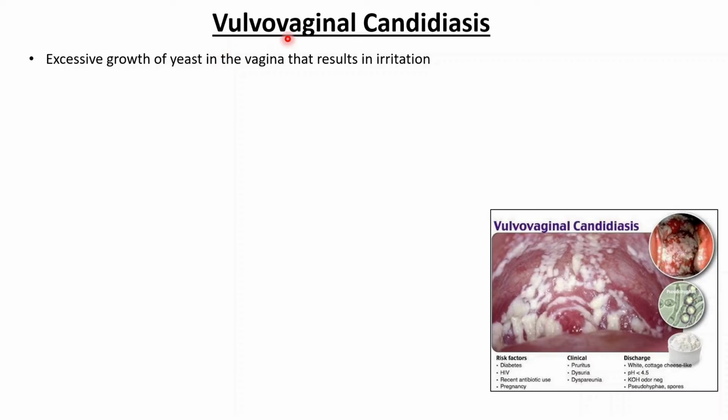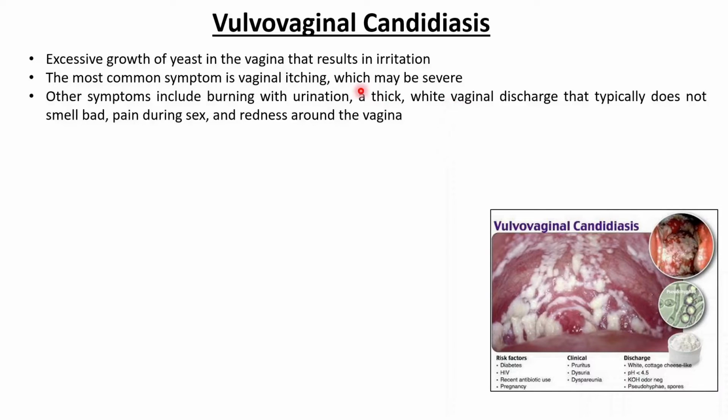I'd now like to talk about vulvovaginal candidiasis, which includes excessive growth of yeast in the vagina that results in irritation. Typical symptoms, which may be severe, include vaginal itching, burning during urination, a thick white vaginal discharge that typically does not smell bad, pain during sex, and redness around the vagina. Common organisms include Candida albicans.